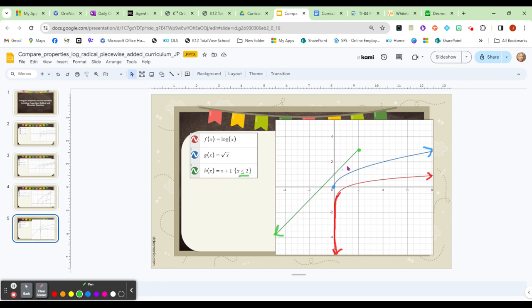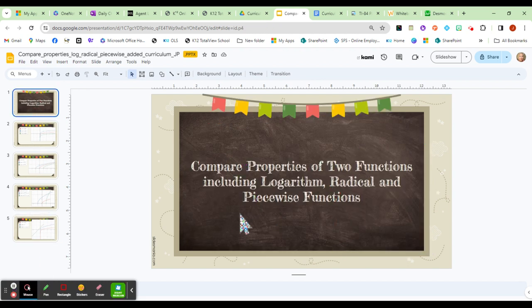There is a continuous slope on all linear functions, so I can go up and over, up and over, up and over, which we call slope, rise over run. That's continuous on a linear function. It's not continuous on a curve. The slope is different based on any 2 points that you pick, so that's a little bit different. So again, just comparing, looking at 3 different functions: a log function, a radical function, and a piecewise function. So today, again, was going over comparing properties of 2 functions, and we did more than 2, but we definitely did 2, including log functions, radical functions, and piecewise functions.